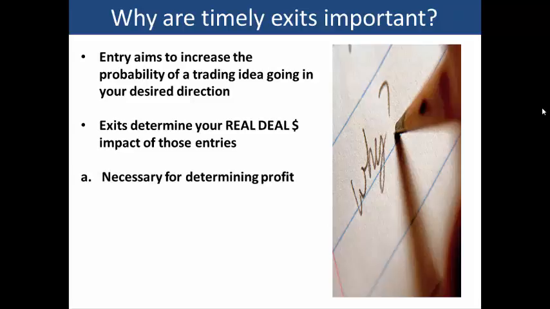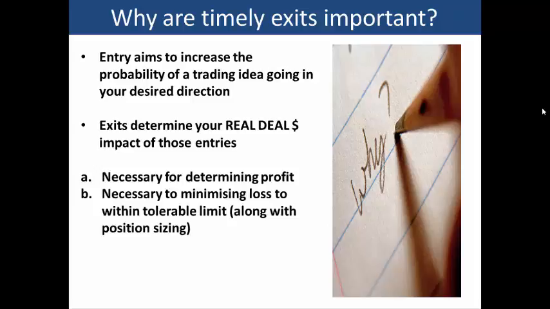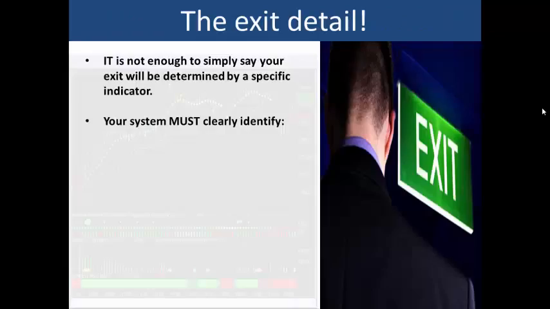It's necessary for determining profit, and it's necessary to minimize loss to within whatever your tolerable limit is, along with position size, which we've talked about previously. In terms of your trading plan, it's not enough to simply say your exit will be determined by a specific indicator. You should have as detailed a system for exit as you have for entry. If you haven't, you need to do some work on it. It's really as simple as that.